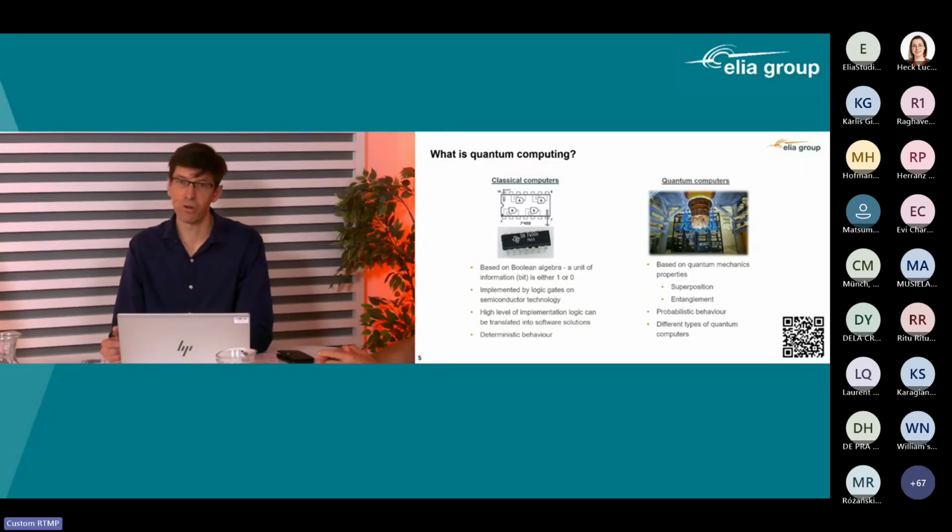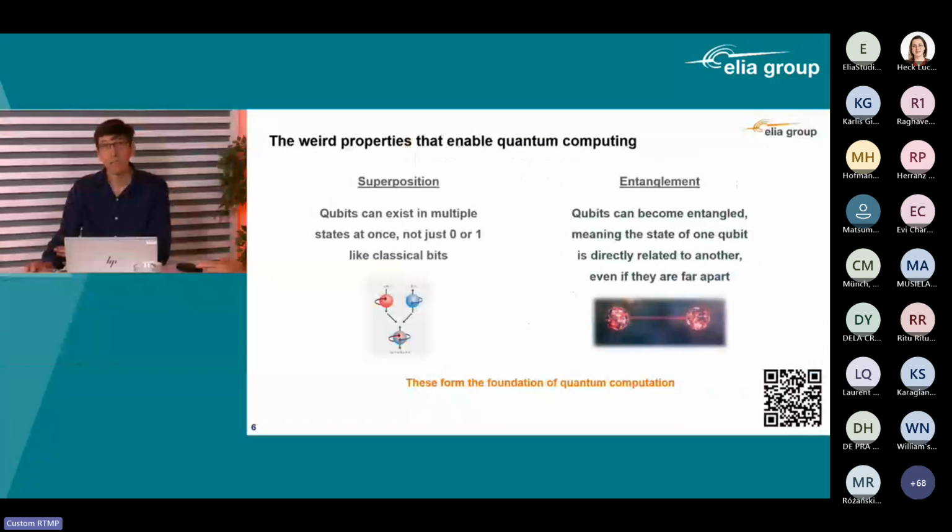On the other side, we have quantum computers. These are based on qubits, which have 2 main properties, superposition and entanglement. They are probabilistic, and there are different sorts today of quantum computers. It's not a mature technology, so there is not one yet that is above the others. But what is superposition and entanglement?